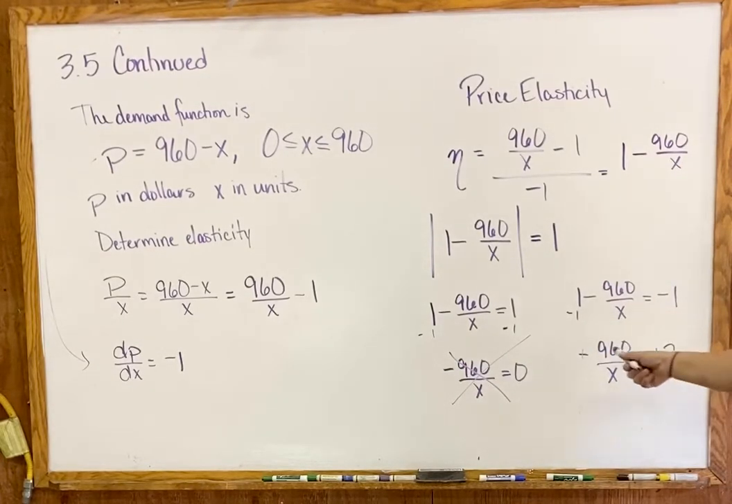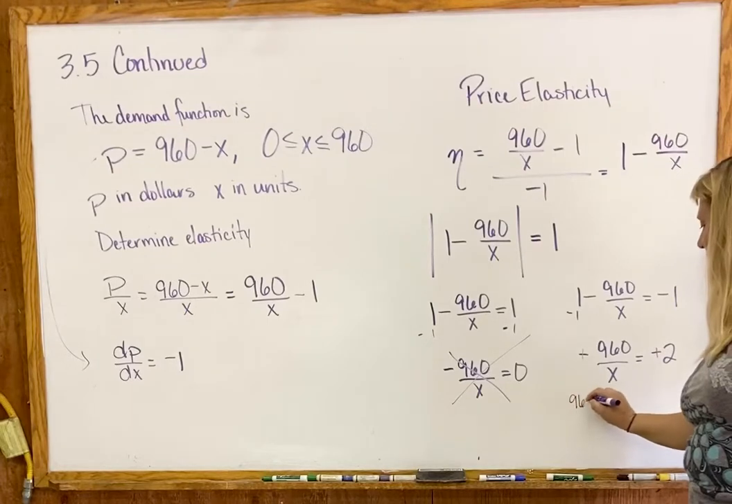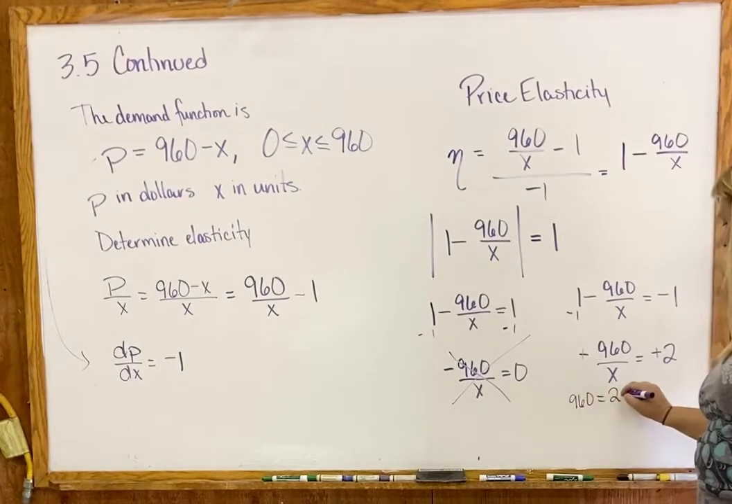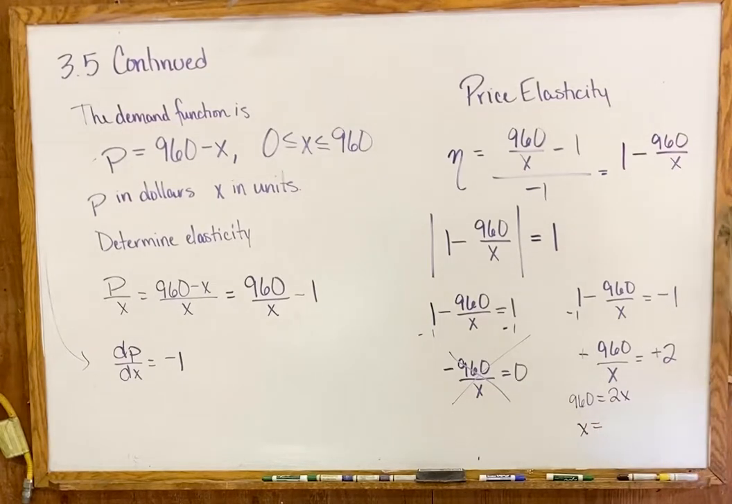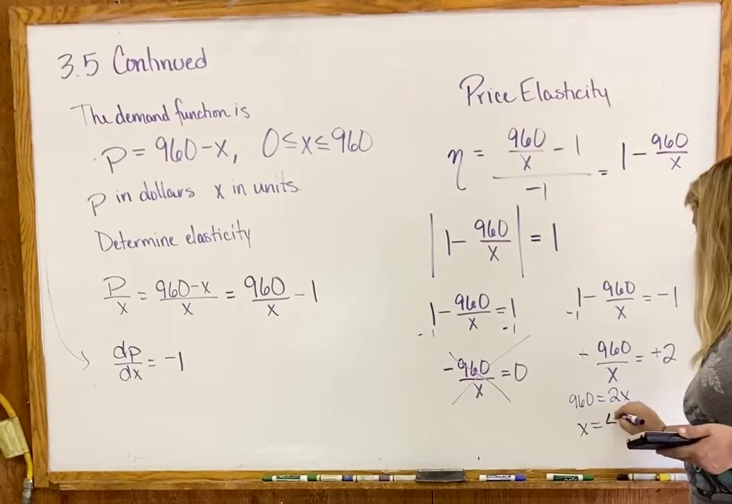Over here, though, we now have 960 over x equals 2. So multiply by x: 960 equals 2x. And when we divide, I should know that, but I'm lazy: 960 divided by 2 is 480.